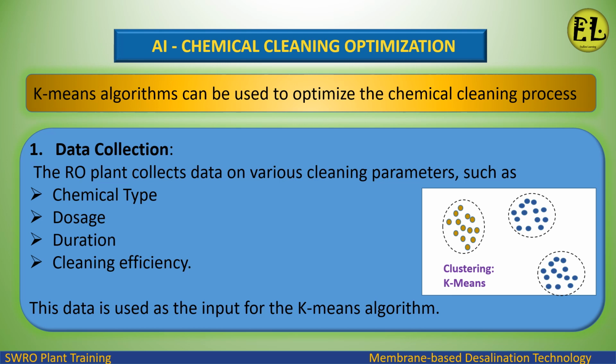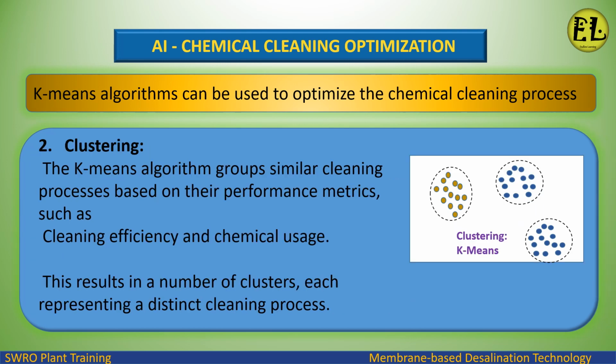Data collection. The RO plant collects data on various cleaning parameters, such as chemical type, dosage, duration, and cleaning efficiency. This data is used as the input for the k-means algorithm. Clustering. The k-means algorithm groups similar cleaning processes based on their performance metrics, such as cleaning efficiency and chemical usage. This results in a number of clusters, each representing a distinct cleaning process.